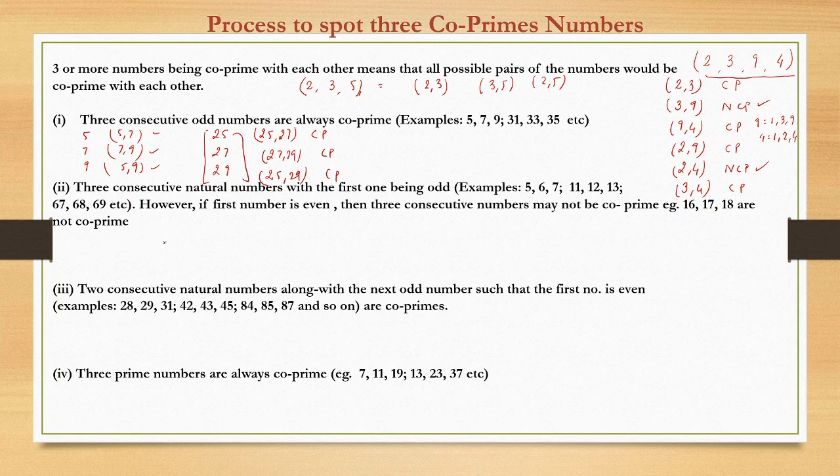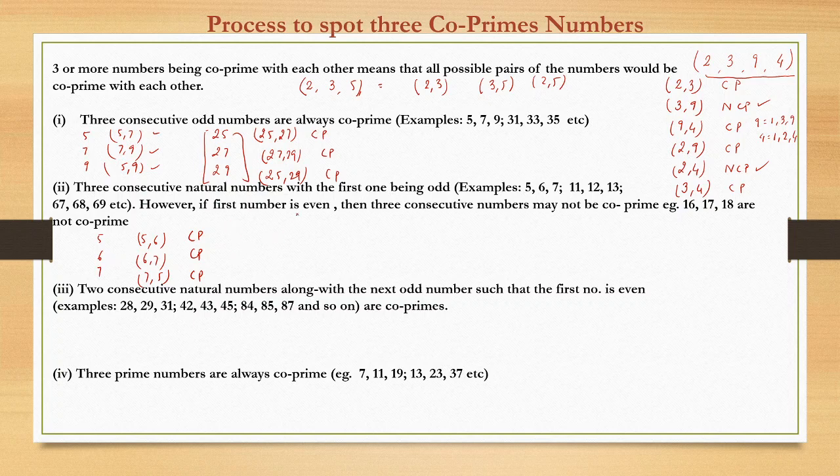Now let's check three consecutive natural numbers with the first one being odd. Suppose we take 5, then 5, 6, 7, right? Three consecutive natural numbers with the first number being odd. Similarly we can check whether they are co-prime. The pairs are 5 comma 6, 6 comma 7, and 7 comma 5. All three pairs are co-prime. Therefore as a triplet 5, 6, 7 would be co-prime.